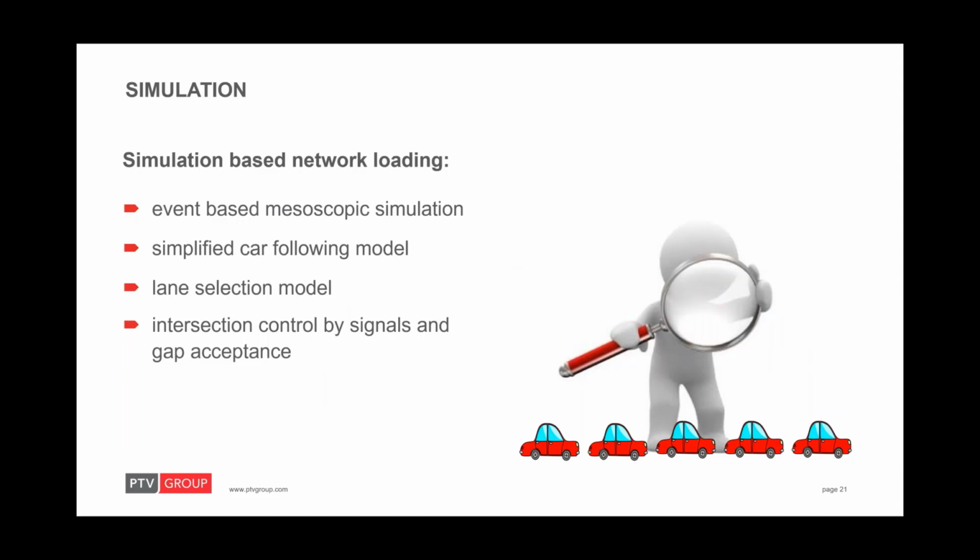With simulation, we have a simulation-based network loading. What this is in Visum is basically an event-based mesoscopic simulation that uses a simplified car following model. There's a lane selection model, and then the intersections are modeled using gap acceptance, and signalization is also taken into account if it's coded in the intersection.